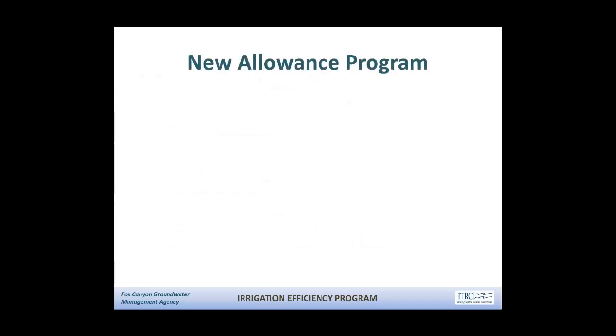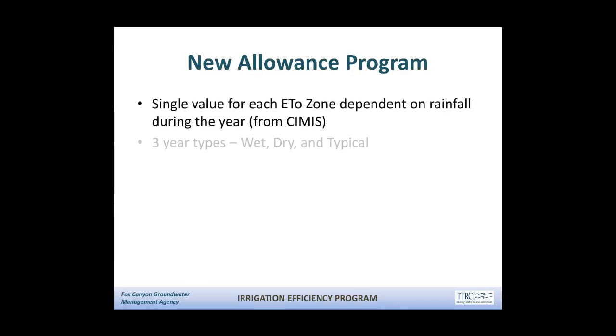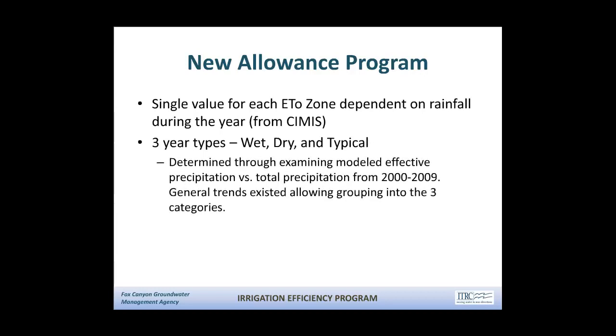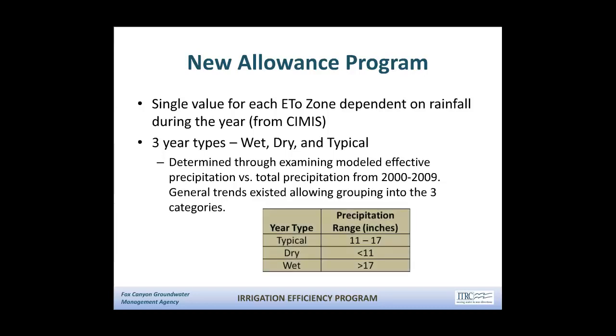The new allowance program implements a simple approach to determining crop allowance values. First, there is a single value for each ETo zone that depends on the rainfall that occurred during the previous calendar year. The years will be classified on an annual basis by the GMA as either wet, dry, or typical rainfall years. Dry years are those that have experienced less than 11 inches of rainfall. Wet years are those that have experienced more than 17 inches, and typical years are those that have experienced between 11 and 17 inches.